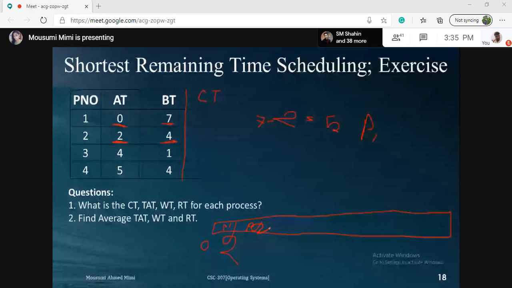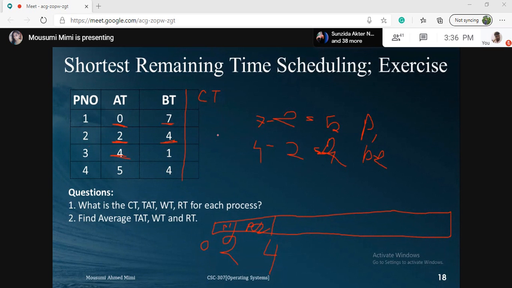When I go here in process 2, if I calculate 2 plus 1 equal to 3, within 3 seconds no job arrives. Now 2 plus 2 equal to 4. So within 4 seconds, another job arrives, that is process 3. Now look at the past time. So if I subtract, 4 minus 2 equal to 2 remaining for my process 2.